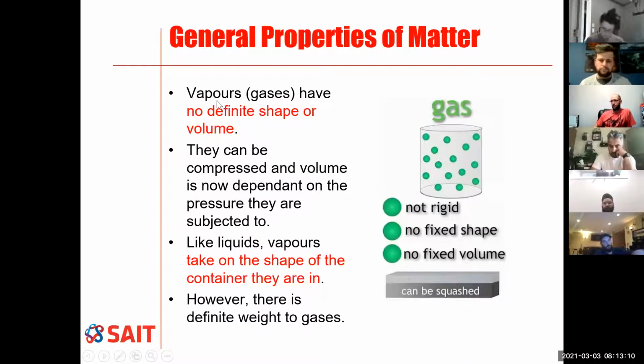And here's vapors or gases. They have no definite shape or volume, but they do have a mass. All matter has a mass. And we can compress gases, can we not? We cannot compress liquids. I mean, we can keep them under pressure, but we can't actually squish them into a smaller space.